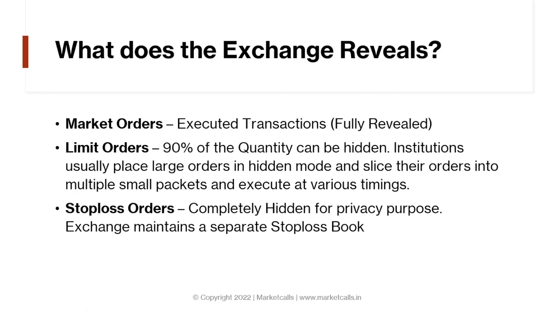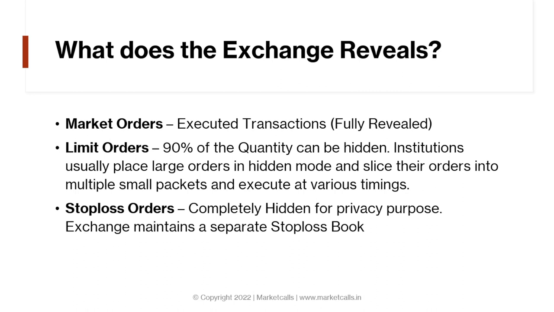But limit orders, we can hide 90% of the quantity. Even if you open your trading terminal, before you send a limit order, you can hide 90% of your order. From the order book, the provision is there for institutional purposes, to maintain privacy and secrecy, so that there is no big participation visible. The privacy mode has been done so that institutions can slice their orders into multiple small packets and execute at various timings.